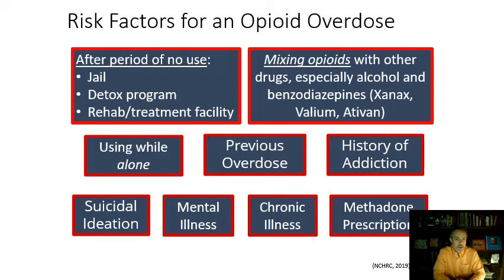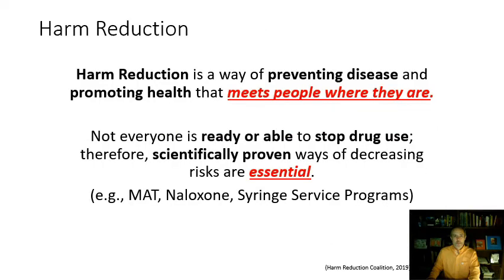Harm reduction is a way of preventing disease and promoting health that meets people where they are. This can be with heart disease, diabetes, a substance use disorder, any kind of chronic disease. Not everyone is always ready or able to stop drug use. Therefore, scientifically proven ways of decreasing risk are essential. Some examples of those are medication-assisted treatments or therapies, naloxone or Narcan, syringe services programs, and medications for opioid use disorder. So there are a lot of scientifically proven ways to help decrease risk and help people on their recovery journeys.